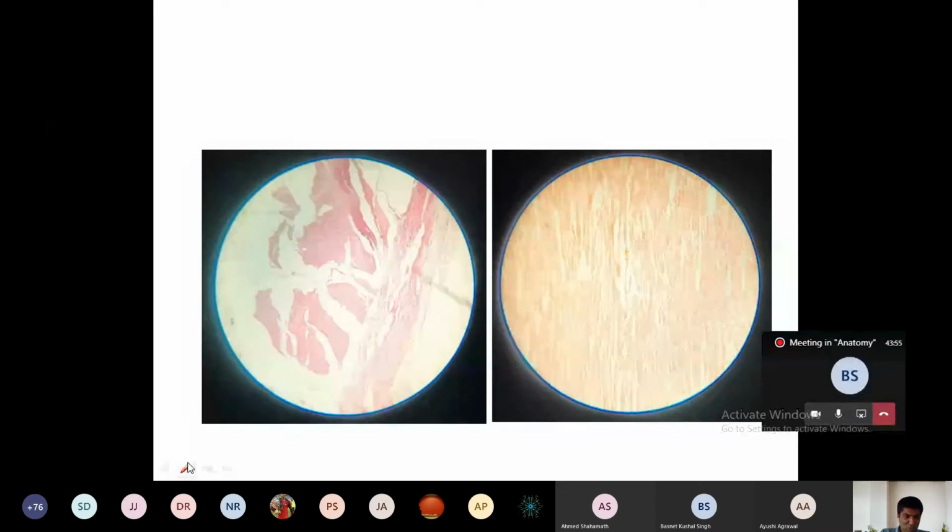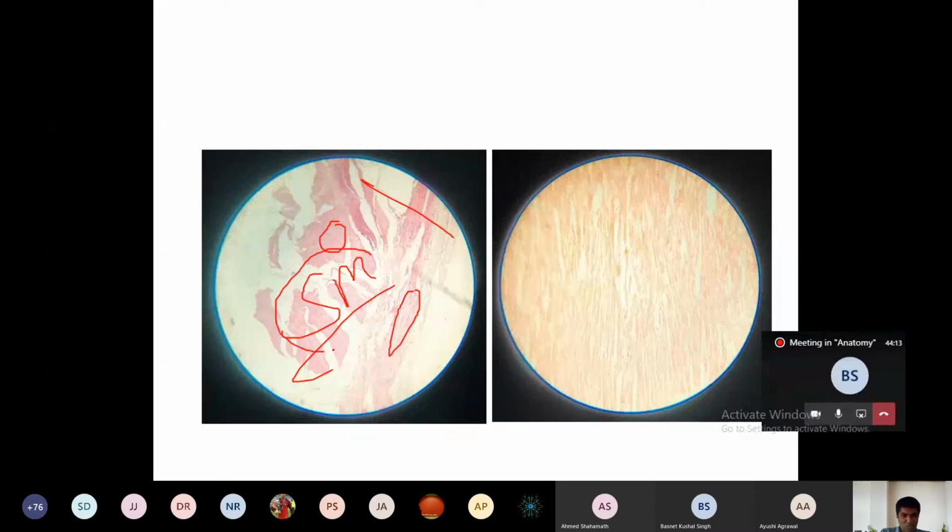Now see, this is the section of which muscle? You can easily guess. This is the smooth muscle. Here you can see LS of the smooth muscle. Here you can see CS, cross section of the smooth muscle. Probably it is taken from the GIT. But no need to write CS, LS in this part.